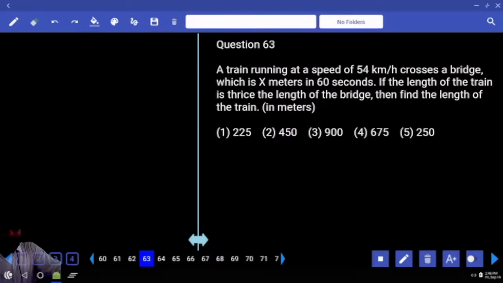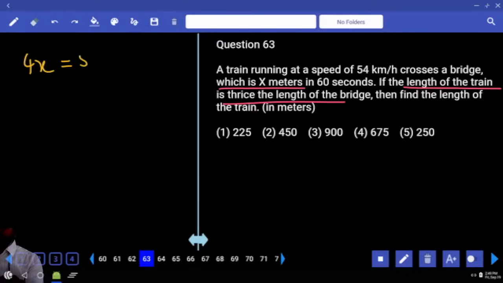A train running at a speed of 54 km per hour crosses a bridge, which is x meters, in 60 seconds. The length of the train is thrice the length of the bridge. Find the length of the train. If the bridge length is x, the train length is 3 times it, 3x. If a train crosses a bridge, the distance covered is train length plus bridge length, 3x plus x. Distance covered is equal to 4x, which is speed into time.